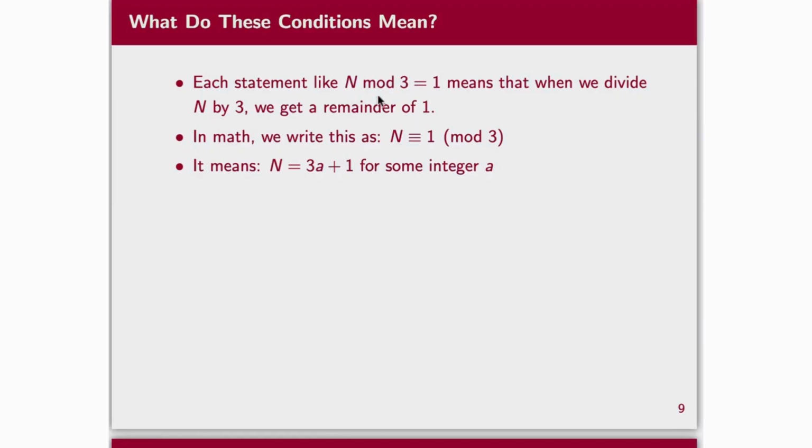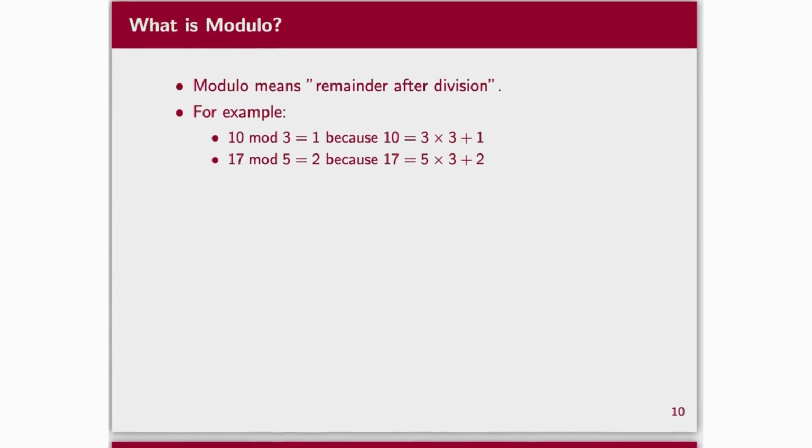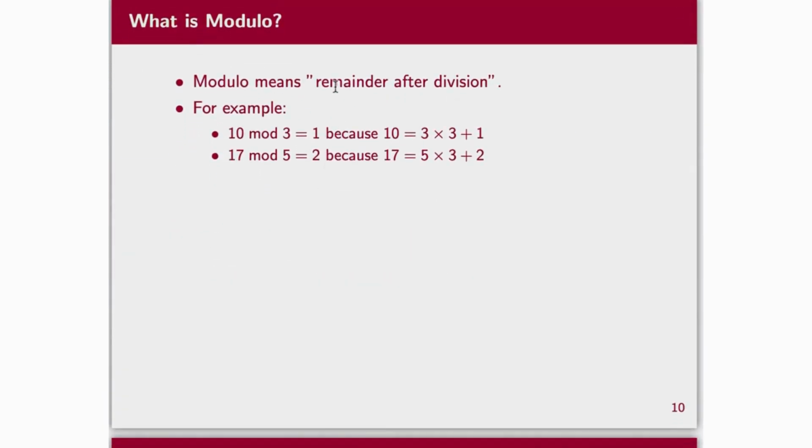Because n can be 10, can be 13, 21, or 22. It's a multiple of 3 plus 1. So what is modulo? Well, it means remainder after division.